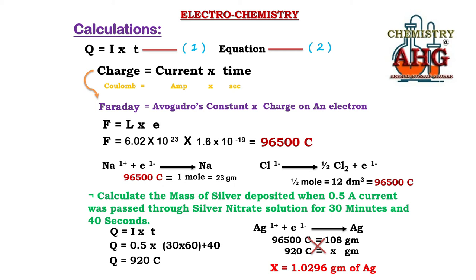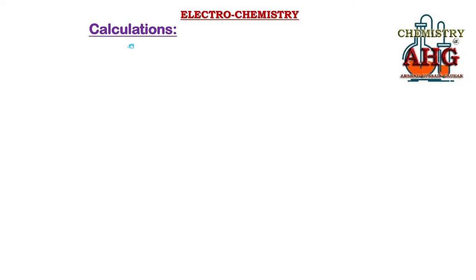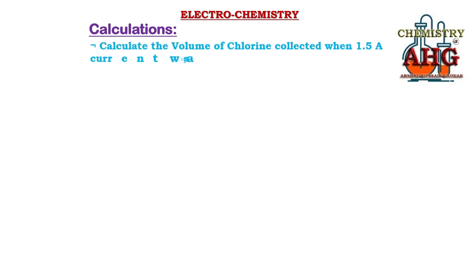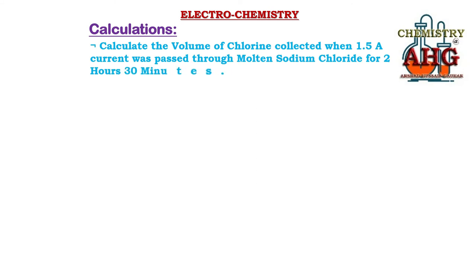Look at the next example. In this case, you have been asked to calculate the volume of chlorine collected. Again, if you look at the complete information, current is available, time is also available. So we will start with step 1, that is the formula Q is equal to IT. Insert the values in this formula. Current is 1.5, but the time is 2 hours 30 minutes. It means total 150 minutes. We will have to convert that into seconds. So we have multiplied 150 by 60. Get the answer. The charge that we passed is 13,500 coulombs.